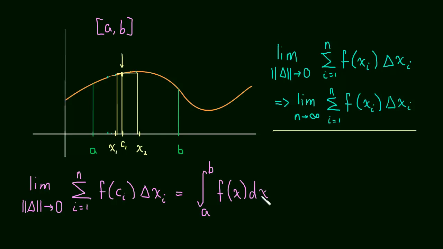times dx. This looks a lot like the notation for taking antiderivatives, and we'll find out why in the next video. But this is the definition of a definite integral. It's the limit as the width of the largest rectangle approaches 0 of this Riemann sum. So the limit of a Riemann sum is this definite integral. Okay, see you in the next video.